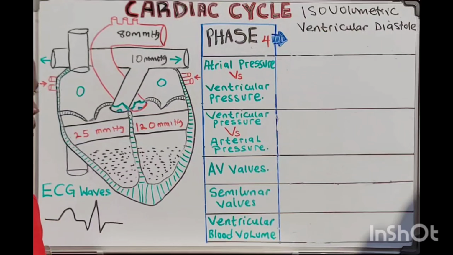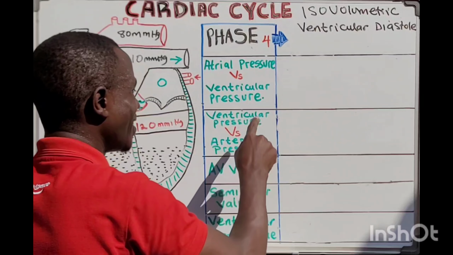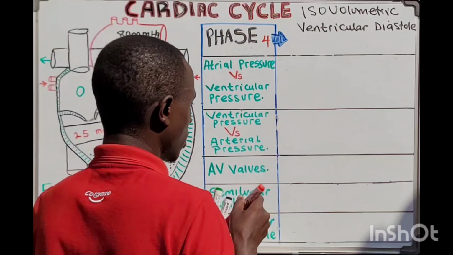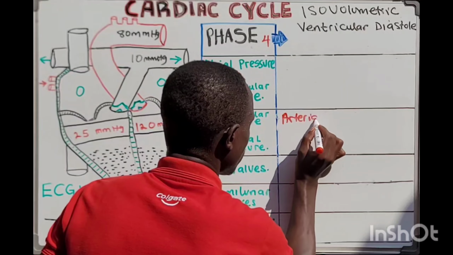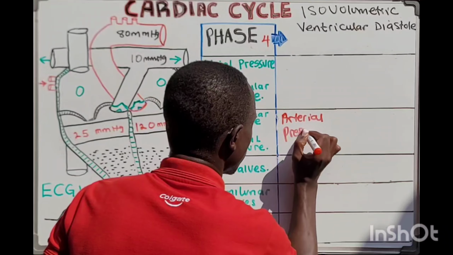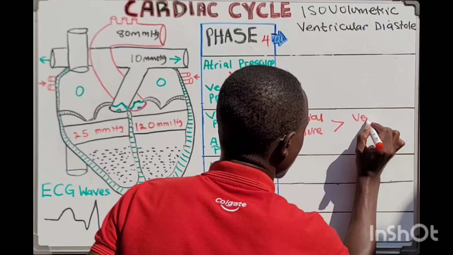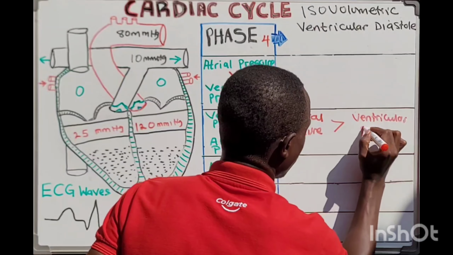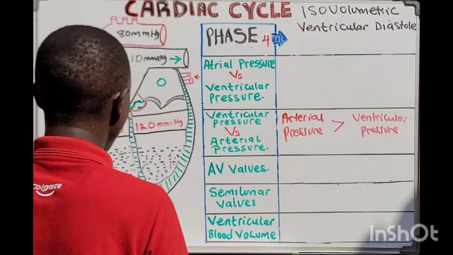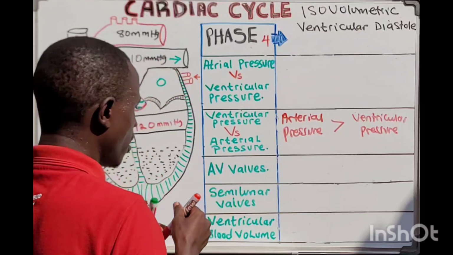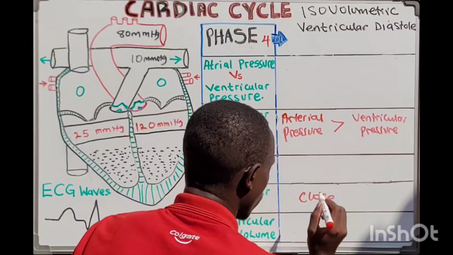We don't want that. Okay, so now what's going to be happening? It means that the arterial pressure is now greater than the ventricular pressure. Okay, we have what we call the arterial pressure, and the arterial pressure is going to be greater than what we call the ventricular pressure. Because of that, our aortic semilunar valve and then pulmonary semilunar valve are going to be closing.